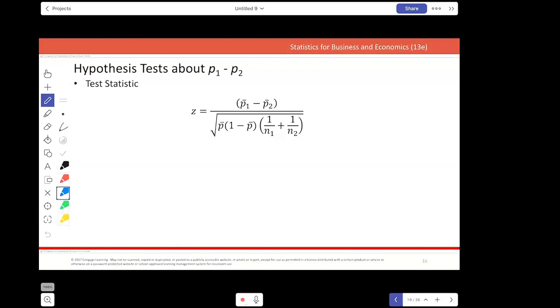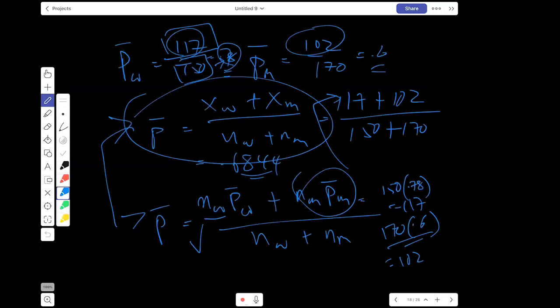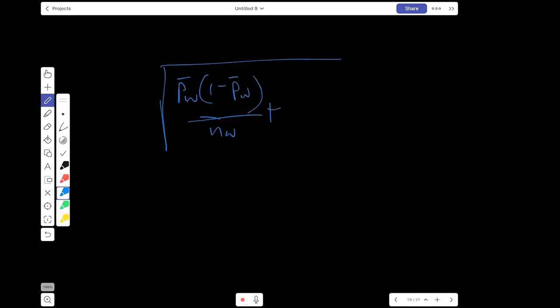Once we get that P bar estimate, we just substitute, let's go back here. Everywhere that we have P bar 1, we'll replace it by P bar, and P bar 2 we'll replace by P bar. Let me show you what I mean. If I take my standard error to be the square root of P bar W 1 minus P bar W over NW plus P bar M 1 minus P bar M over NM, that's the standard error. Remember that we cannot use two different sample values to estimate the same value.